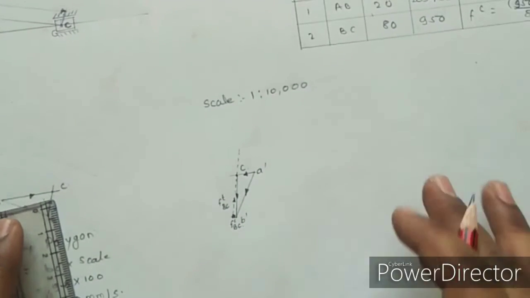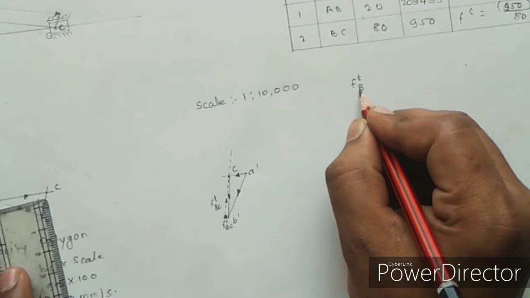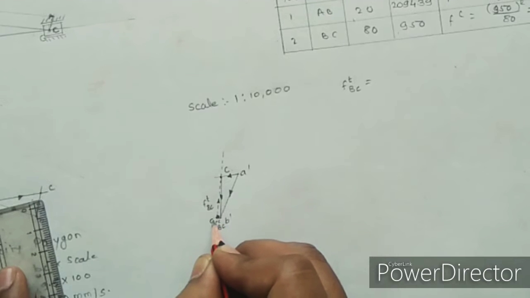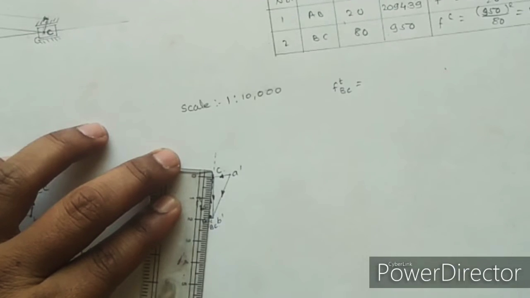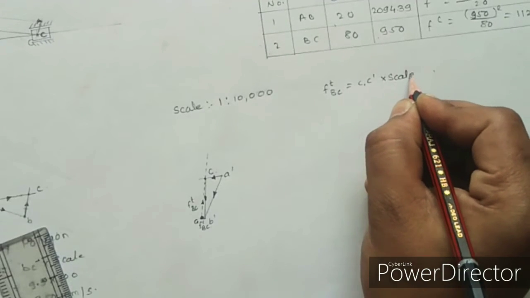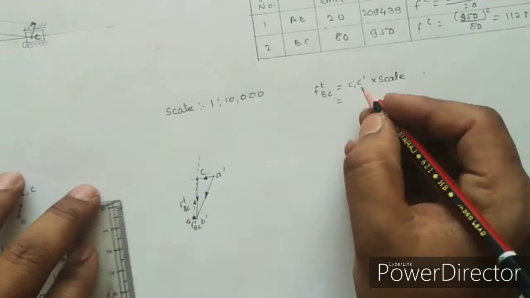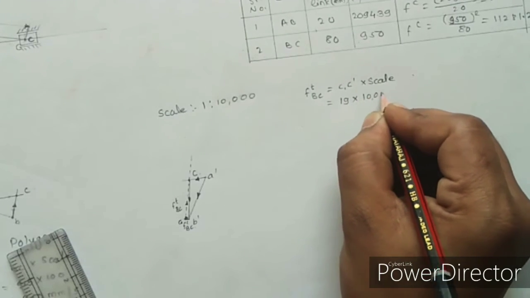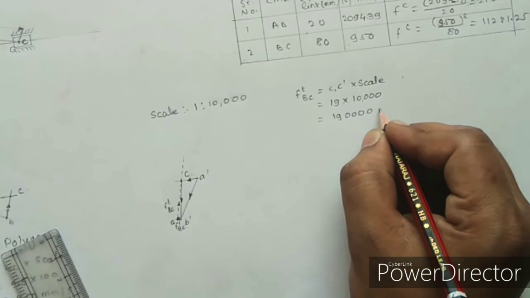Now for a calculation, FTBC equal to C1 C dash. Here is the C1 C dash, that is tangential acceleration. Measure it, C1 C dash into scale. C1 C dash is near about 19 mm. 19 into 10,000 equal to 190,000 mm per second square.